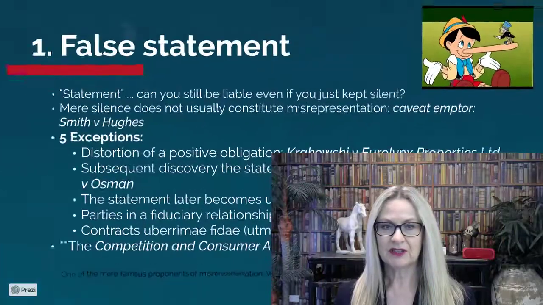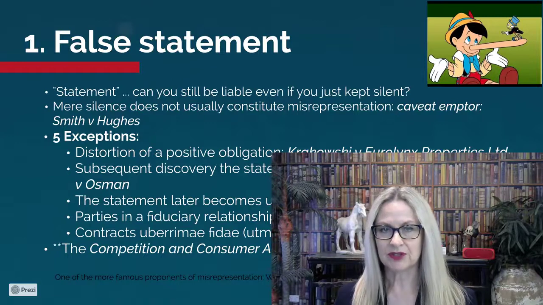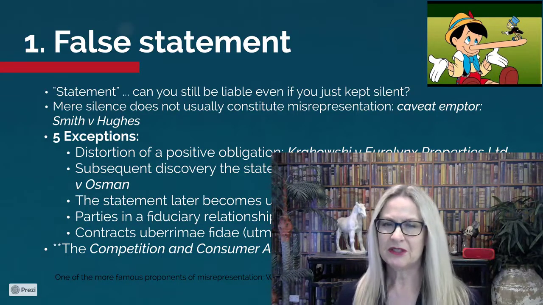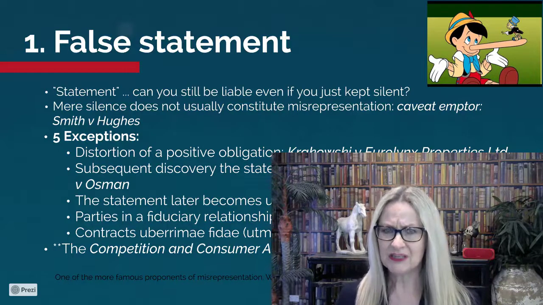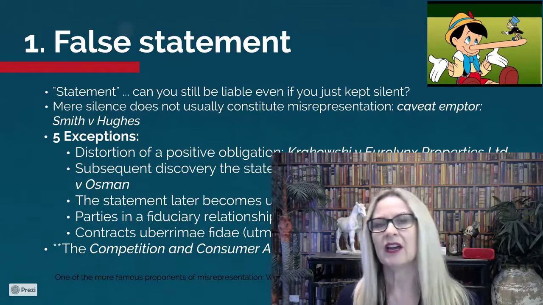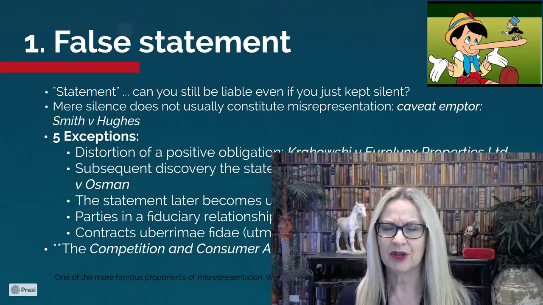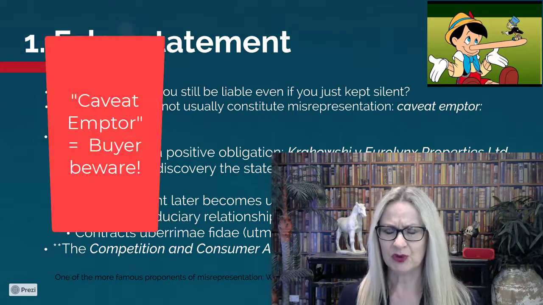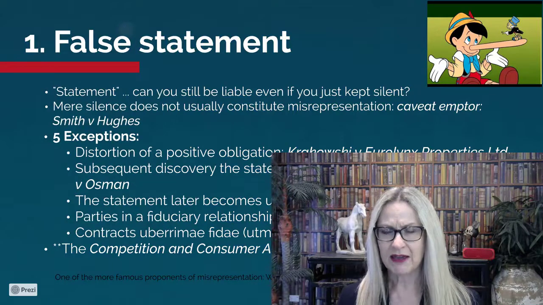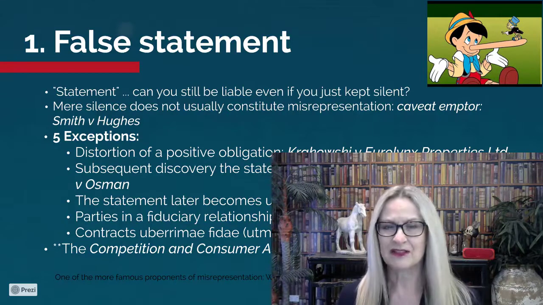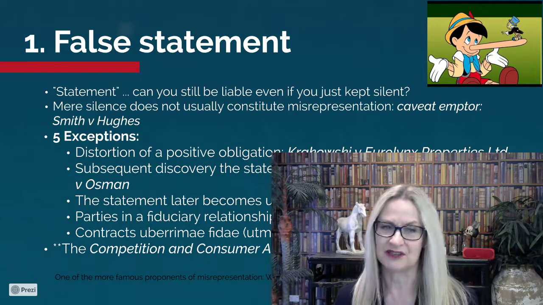Okay, the first element is that there has to be a false statement. So that immediately throws up the question, can you still be liable even if you just kept silent? Generally speaking, at common law, the cases tend to indicate that there's still got to be enough room for the doctrine of caveat emptor. So mere silence of itself normally won't constitute actionable misrepresentation.